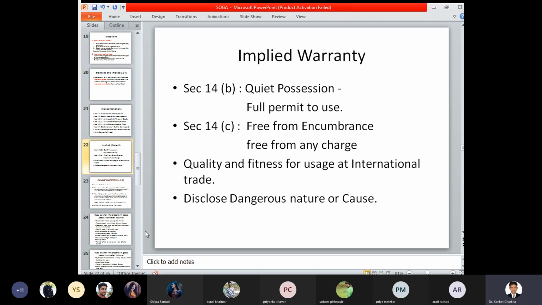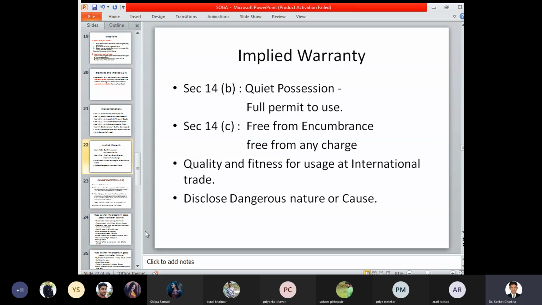Now, what is the meaning of quiet possession? That is, you have a full right to use those particular goods and services. For example, you have purchased a cell phone. You go to a particular store, and a cell phone costing rupees 50,000 is purchased at that place. You bring that cell phone to your home. Accordingly, the seller cannot come back to your home and ask, you have used it for around 5 years, now please refund that cell phone.